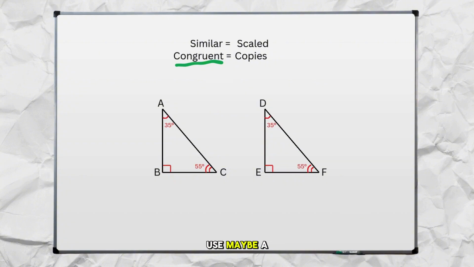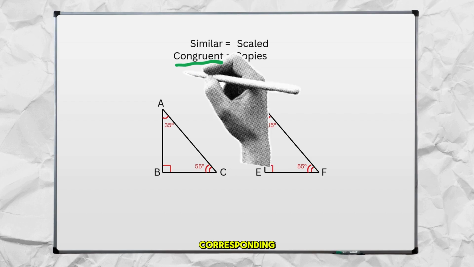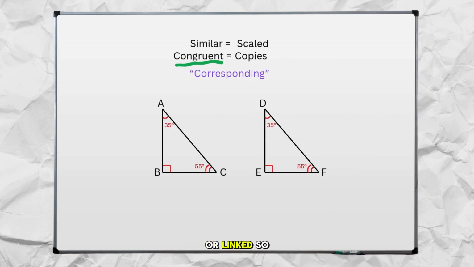They would also use maybe a word that is corresponding, which means that they are connected or linked. So A corresponds to D, for example. A corresponds to D, B corresponds to E, and angle C corresponds to angle F. And if they are congruent, then if AB is 1, then DE is 1. If BC is 3, then EF is 3. And if AC is the square root of 10, then DF is the square root of 10, because they are copies of one another.